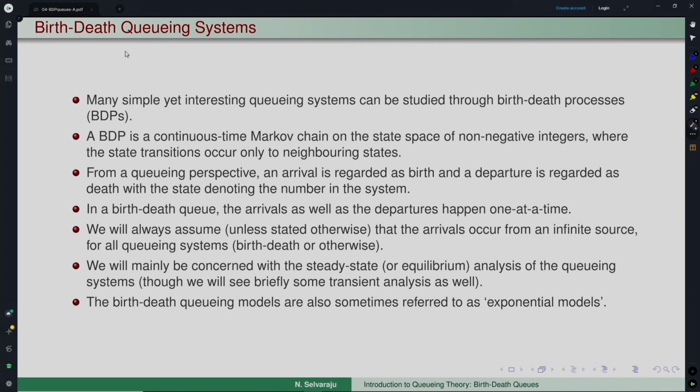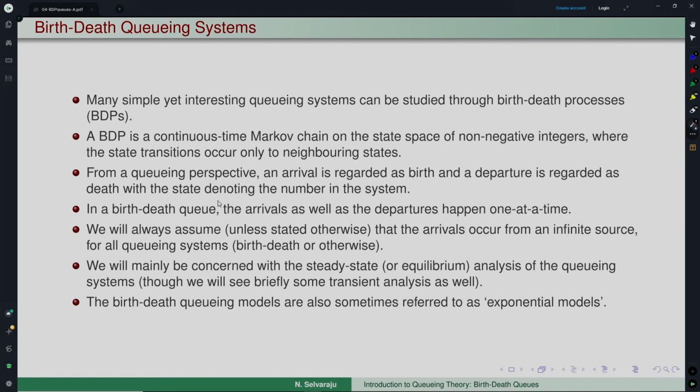Recall that a BDP, we will revise a little bit more about this, is a continuous time Markov chain on the state space of non-negative integers where transitions occur only to the neighboring states. So, from a queuing perspective, this would mean an arrival is regarded as a birth in the context of a birth death process and a departure is regarded as a death, with the state denoting the number in the system.